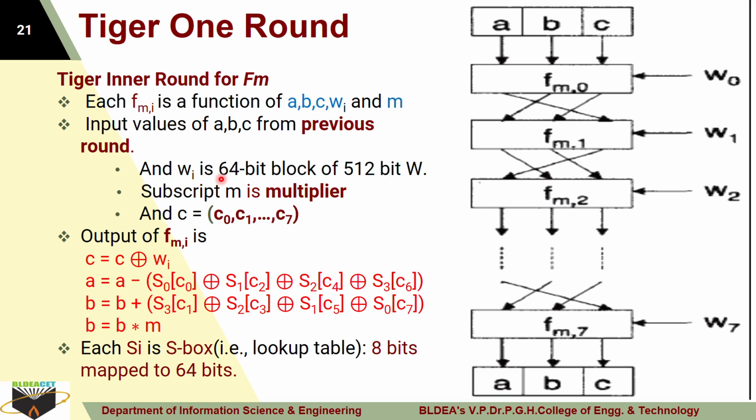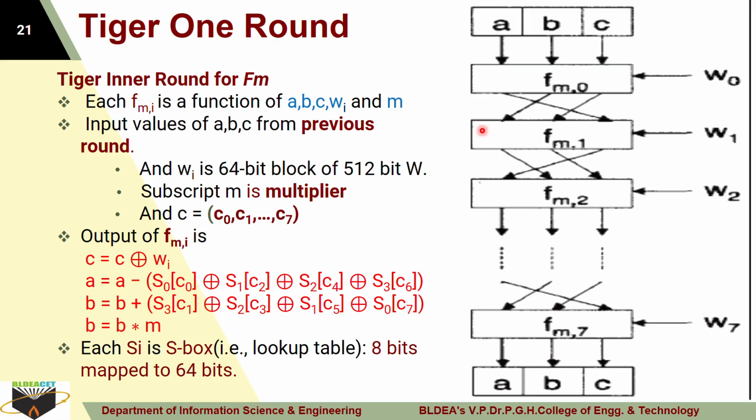And Wi is a 64-bit block of the 512-bit input. The 512 bits are divided into 8 blocks, W0 to W7, and each block is of size 64 bits. And M is the multiplier; you are applying the multiplier as a logical multiplier function. And C, if you are using C, that C is once again subdivided as C0, C1 up to C7 here.